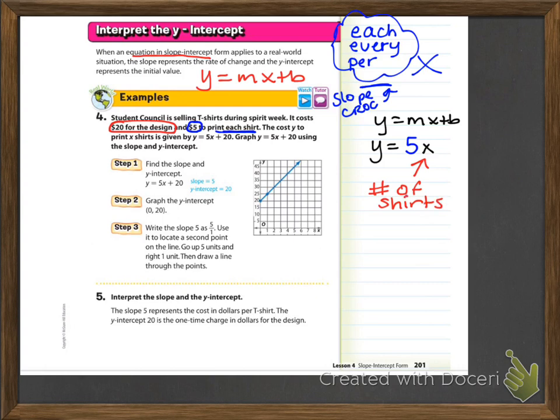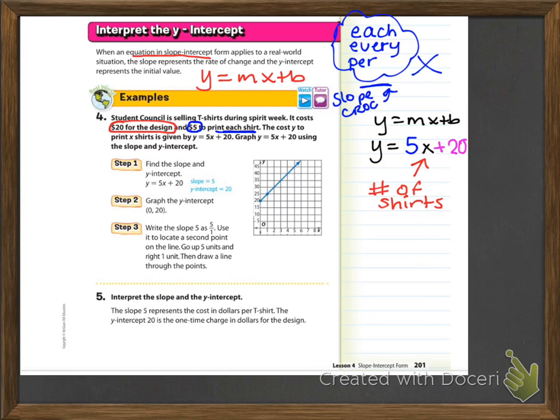So it's going to be $5 per shirt, and if you notice, it says it costs $20 for the design. Well, that $20 for the design, that's a fixed fee. You only pay that one time. So $20 for the design. So 5x, y equals 5x plus 20, okay? So you can see that the slope is 5, or 5 over 1, and the y-intercept is 20.